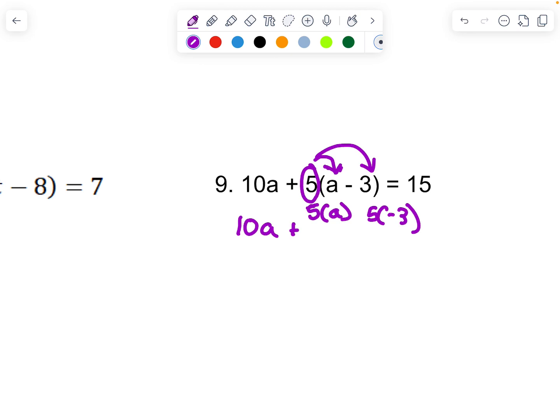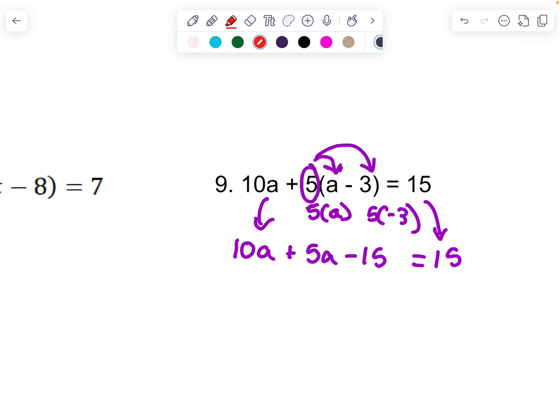So 5 times A is simply just 5A. We get to smush them together like that. So 5A. 5 times -3 is -15. So -15. And that is all equal to 15. I brought those two parts down. So essentially, this distribution right here became 5A minus 15. Okay? Most of the time, students remember to multiply by the first one, but forget about the second.